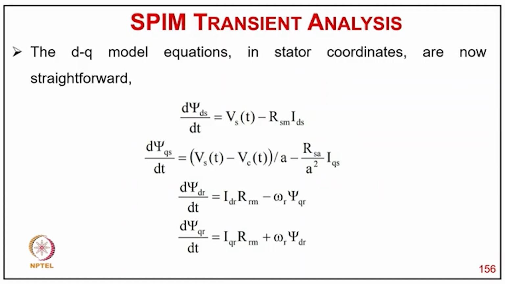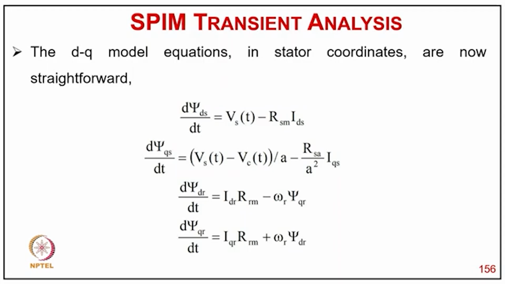And then you can go to the DQ model in stator coordinates: d phi ds upon dt equal to Vs minus RSM IDS, and d phi qs upon dt equal to (VS minus VC) upon A into RST minus RST A square IQS, and d phi dr upon dt equal to IDR RRM minus omega R phi QR, and d phi QR upon dt equal to IQR RRM plus omega R phi dr, with the two terms of speed voltage.